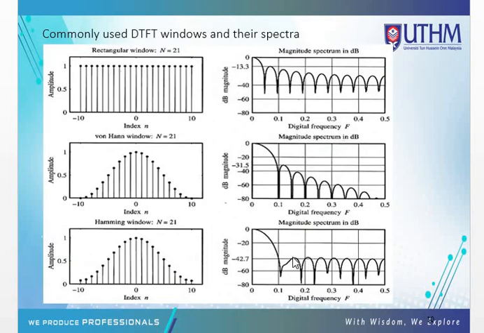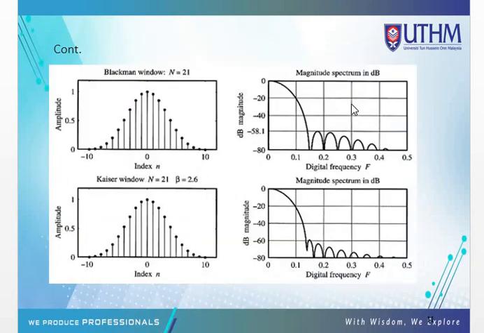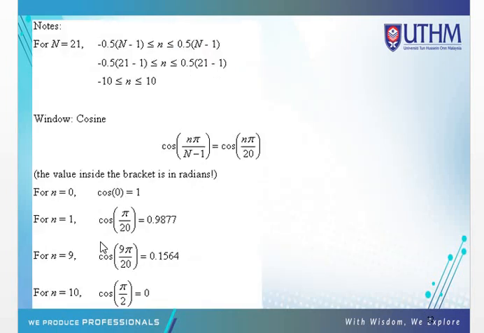Whereas for the Hamming, the side lobe is almost the same magnitude. And for the Von Hann, it decreases slowly. Whereas for the Kaiser and Blackman, the side lobe decays quickly and is small. This slide shows an example of the calculation based on the table given.